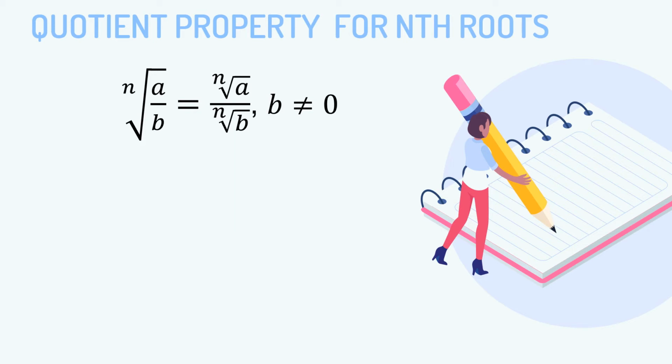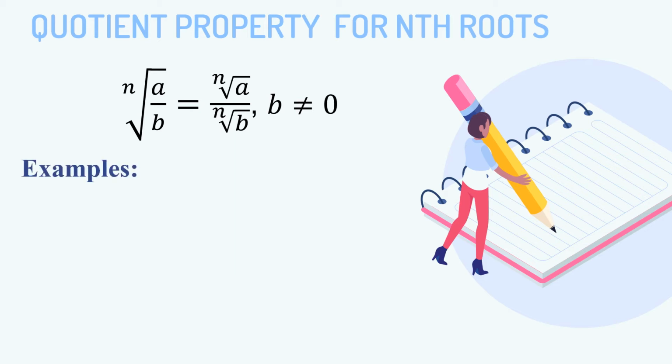Let's see another useful property of nth roots, and it is the quotient property for nth roots. And this property states the following: the nth root of a over b is equal to the nth root of a over the nth root of b. And there is a condition: b cannot be 0, because we cannot divide by 0. It will not be possible. Divided by 0 is not possible.